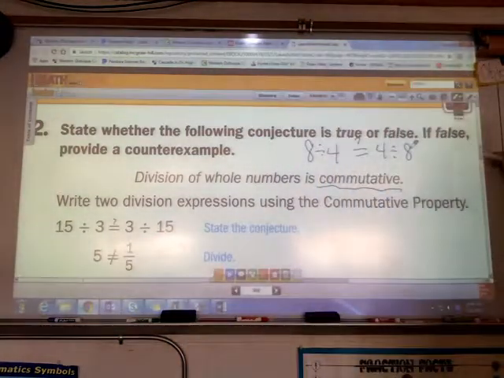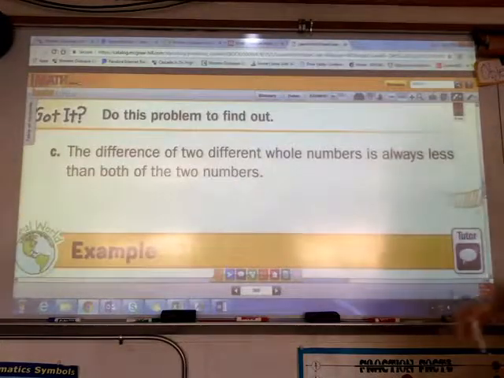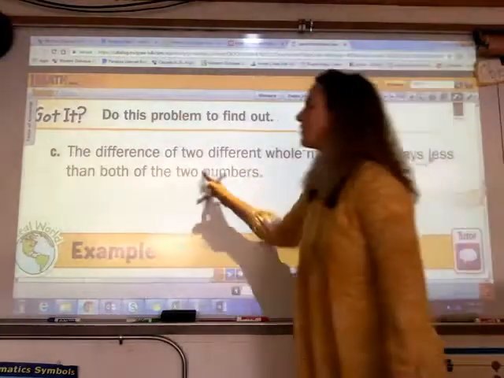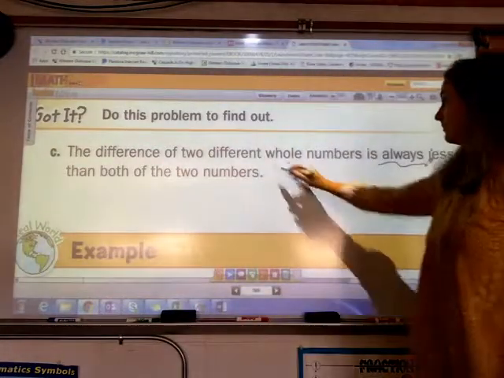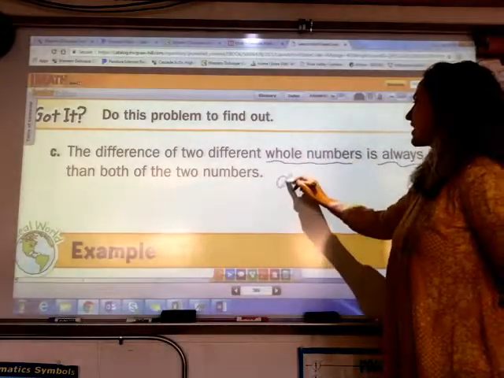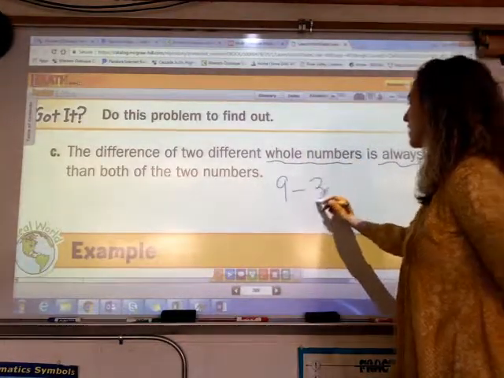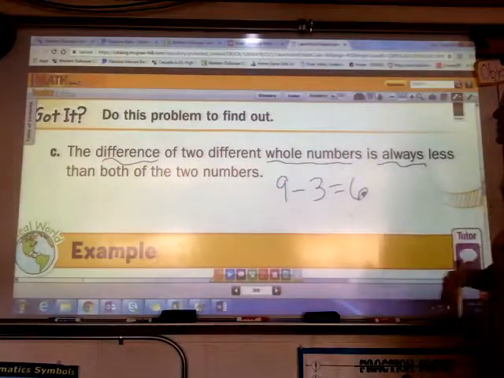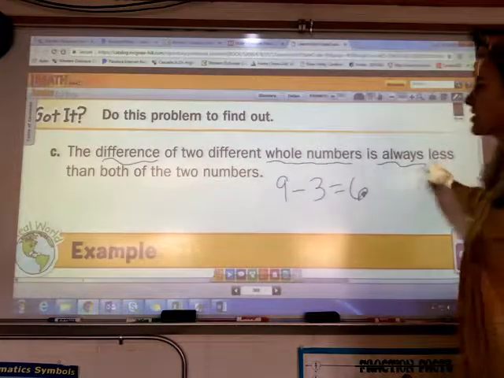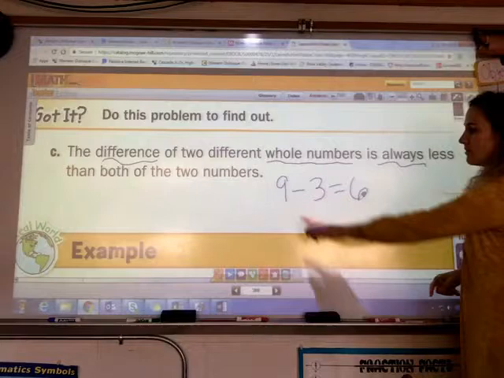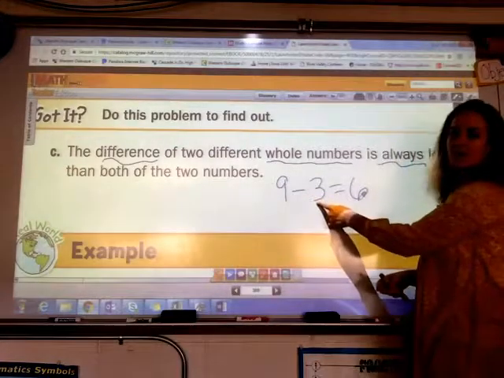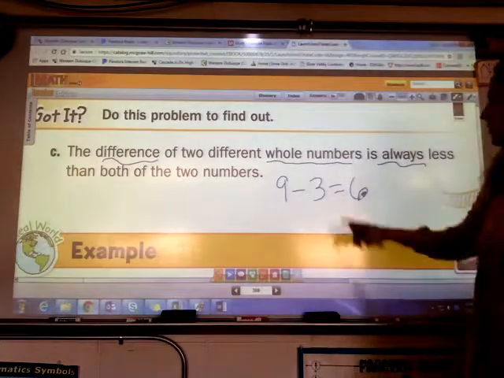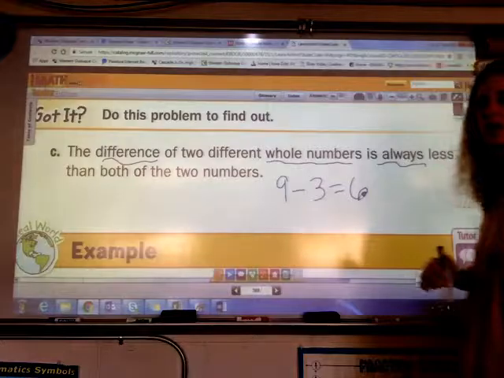They give you another example right there that you can see. Let's take a look at this one. The difference of two different whole numbers is always less than both of the two numbers. So let's look at some situations. Talking about whole numbers, if I take 9 minus 3, again, that's difference. 9 minus 3 is 6, so 6 is my answer. Is 6 less than both of those two numbers? Well, 6 is less than 9, but it's not less than 3, so that would be an example of a counterexample. It goes against this statement because it's not true.